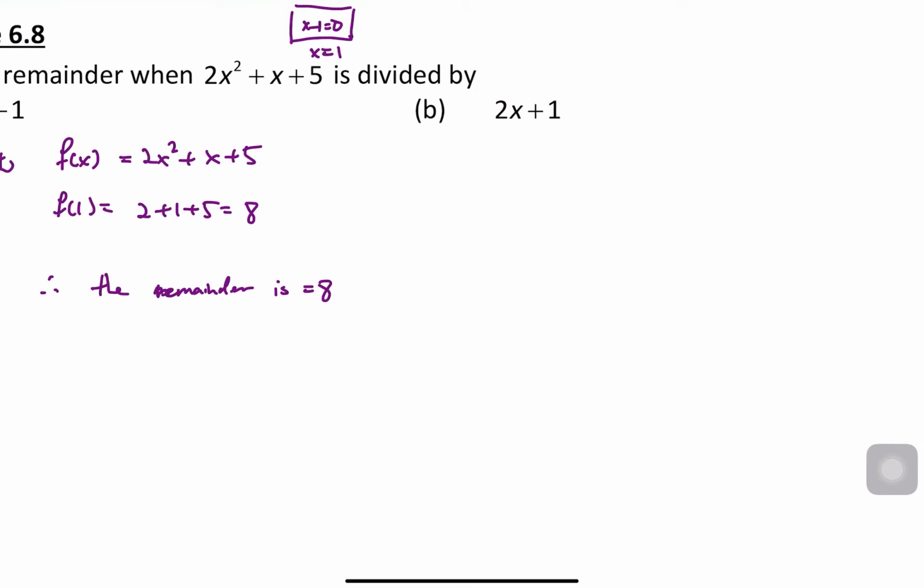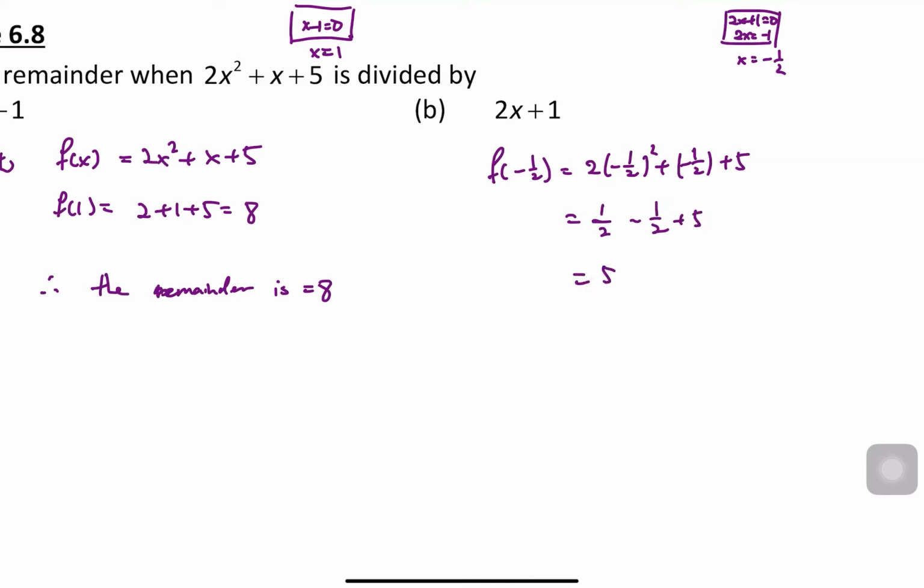Okay, same idea, if you need to find the remainder only. On your worksheet, think about the value of x such that 2x plus 1 is equal to 0. Making x the subject, x is equal to negative 1 over 2. You can consider f of negative 1 over 2 is equal to 2 times negative 1 over 2 all squared plus negative 1 over 2 plus 5. So this is negative 1 over 2 minus 1 over 2 plus 5. So the remainder is equal to 5.